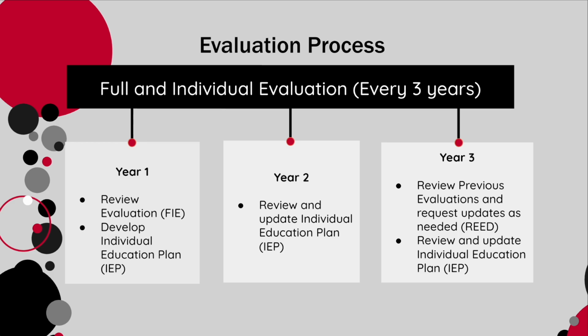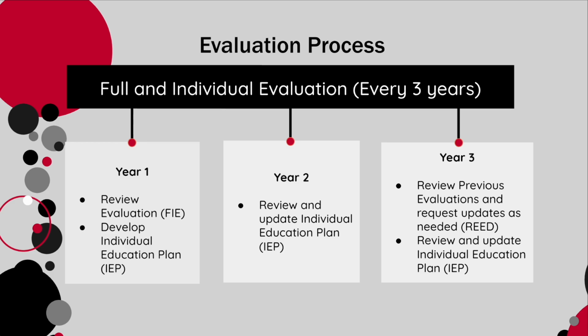In Texas, an FIE must be repeated every 3 years. We call this the reevaluation cycle. Every 3 years, the team, especially parents, has a chance to review the current data, discuss progress, and determine whether updated testing is needed. This helps ensure that the services and supports remain accurate and appropriate as your child grows and changes. While the FIE happens every 3 years, the IEP, or Individualized Education Program, is updated every single year.